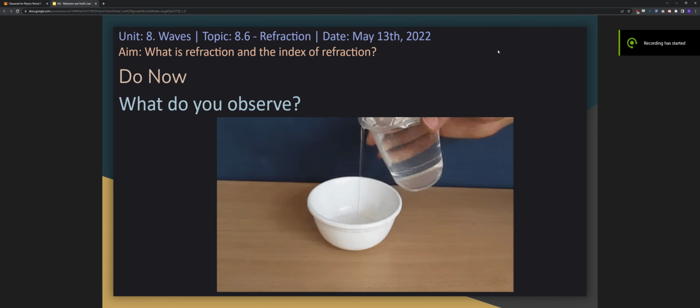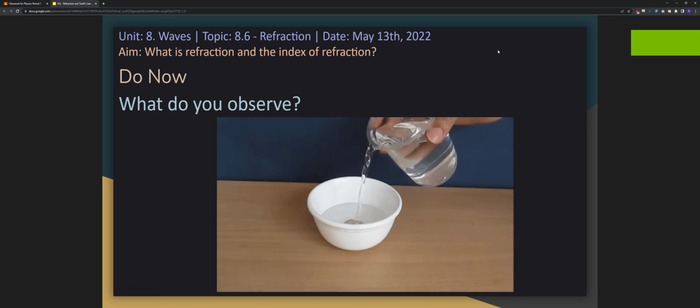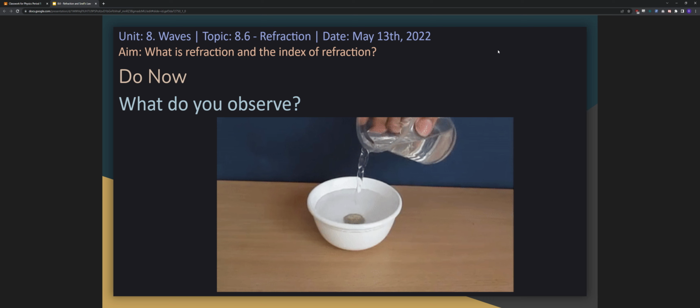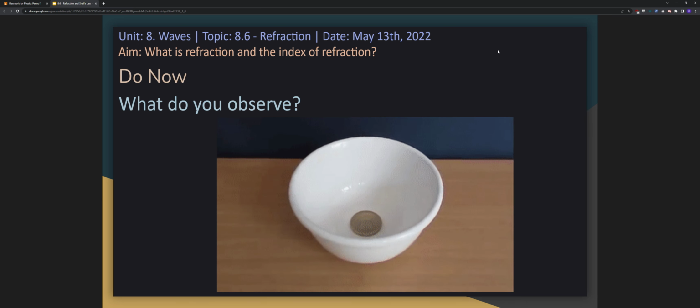All right, lesson 8.6. So what do you observe here? So in this GIF, there's a bowl and I guess a quarter in it, right? That's fastened to the bottom of the bowl, right?